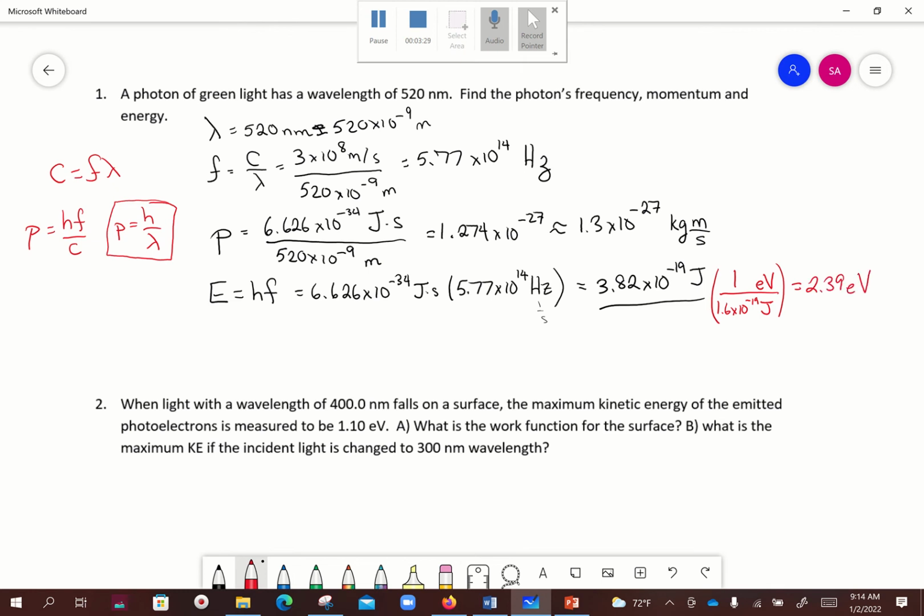Another way to do the problem, if you're asked initially to find the energy in eV, is to use Planck's constant in units of eV seconds, which is 4.136 times 10 to the minus 15 eV seconds. I could just have done the calculation that way, and I would have got the same answer, 2.39 electron volts. So you can do it either way.